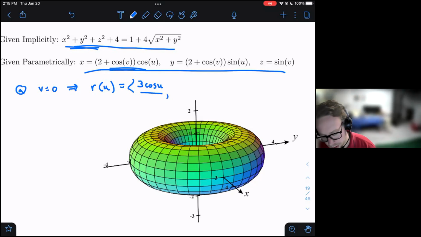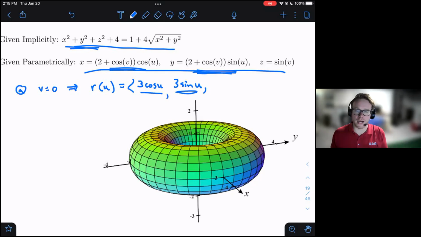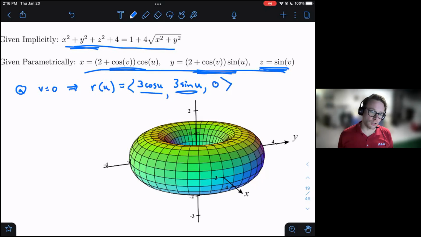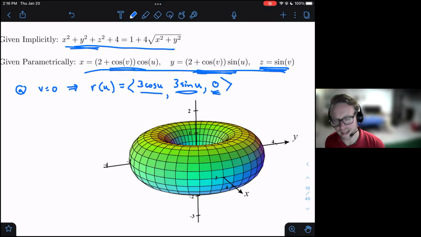If I was to plug in v equals 0 into my y's, my second coordinate here, I'm going to get 3 sine of u. And already with that, I know that this is how we parameterize circles. So this is like the exact setup for our polar situation. We used to have r cosine theta, r sine theta for x's and y's. And better yet, when you plug in v equals 0, sine of 0 is equal to 0. So this is going to be a circle of radius 3 in the xy plane, where z is equal to 0.